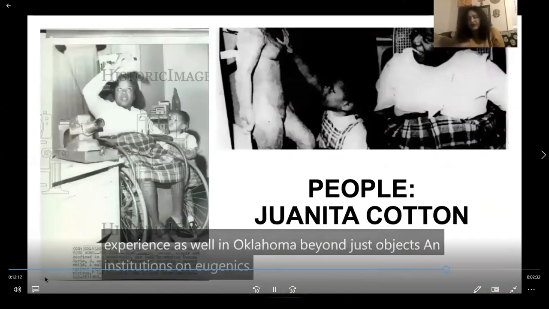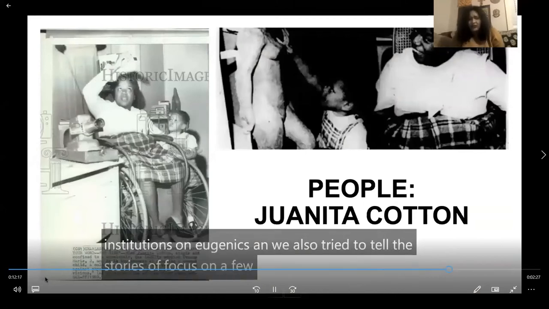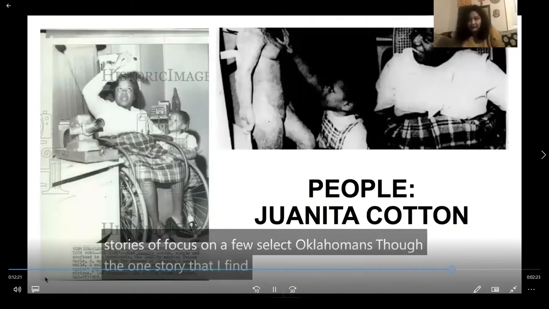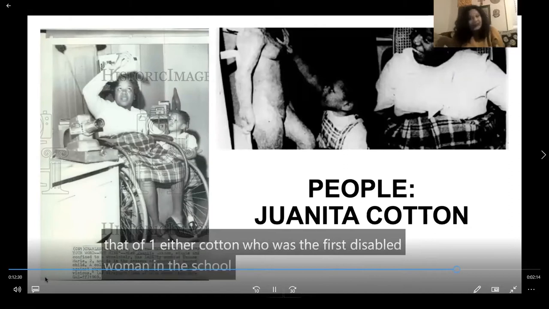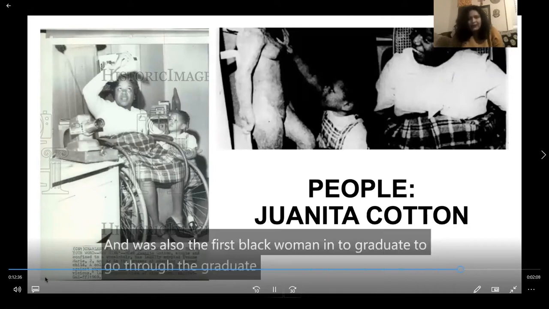And we also tried to tell the stories of a few select Oklahomans. The one story that I find especially interesting to tell is that of Juanita Cotton, who was the first disabled woman in the School of Art at OU and was also the first Black woman to go through the graduate program at the School of Art.